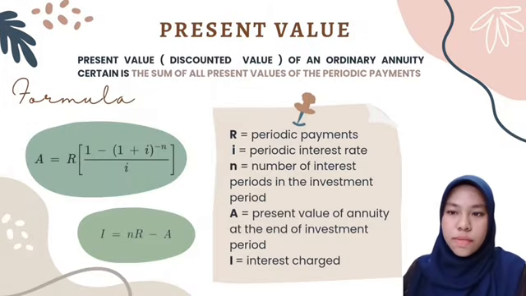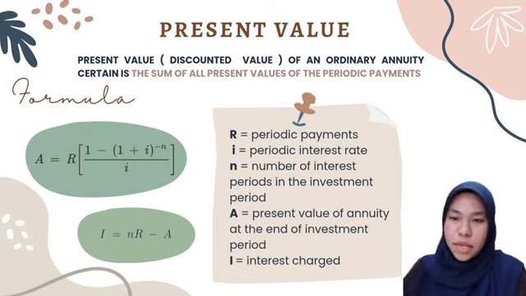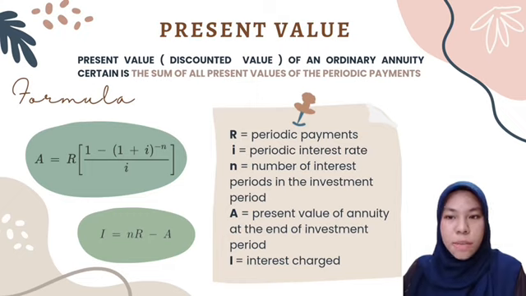Next is present value. Present value or discounted value of an ordinary annuity certain is the sum of all present values of the periodic payments. There are two formulas that we will be using in present value. To find the amount of present value, we use A equals R[1 - (1 + i)^-n]/i. Next, to find the interest charge, we use I equals nR minus A. R is periodic payments, i is periodic interest rate, n is number of interest periods in the investment period, A is present value of annuity at the end of investment period, and I is interest charge.